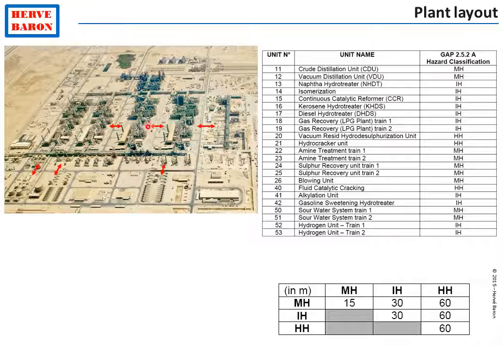Separation distances are kept between units in order to limit the impact of a fire or explosion in one unit on the nearby units. Indeed, the radiation level from a fire or the overpressure blast from an explosion very quickly decreases with distance. A separation distance is therefore an effective means to reduce the consequence of a fire or explosion in one unit on the adjacent units.